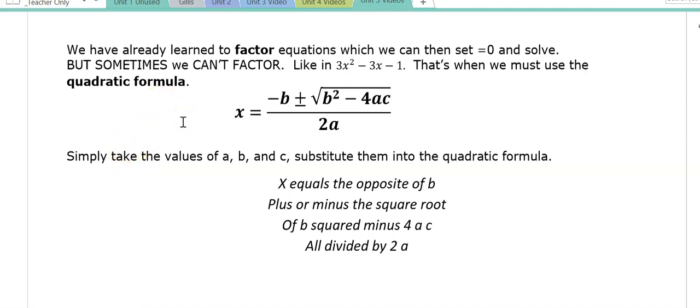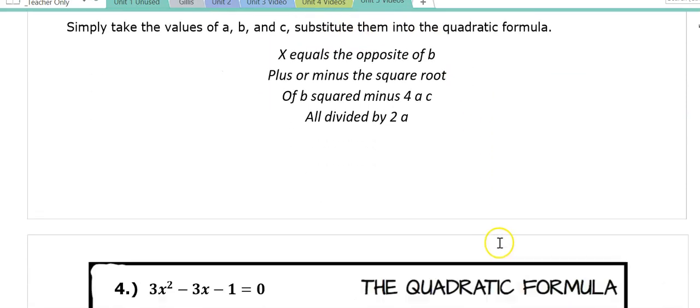So one more time. 1, 2, 3. X equals the opposite of b plus or minus the square root of b squared minus 4ac, all divided by 2a. And y'all are going to have an extra credit assignment with that.